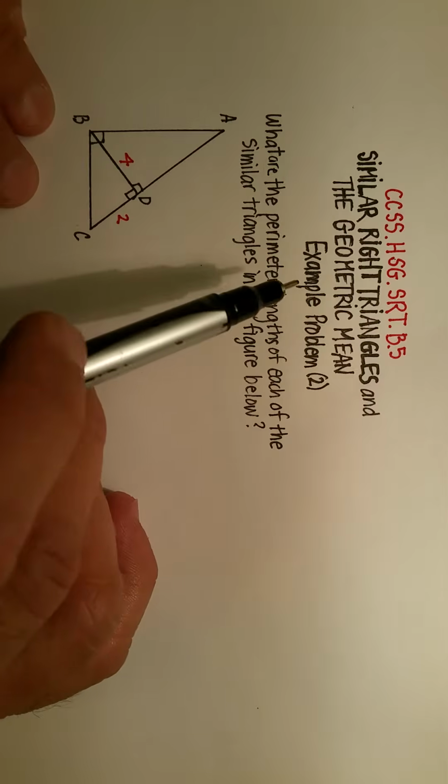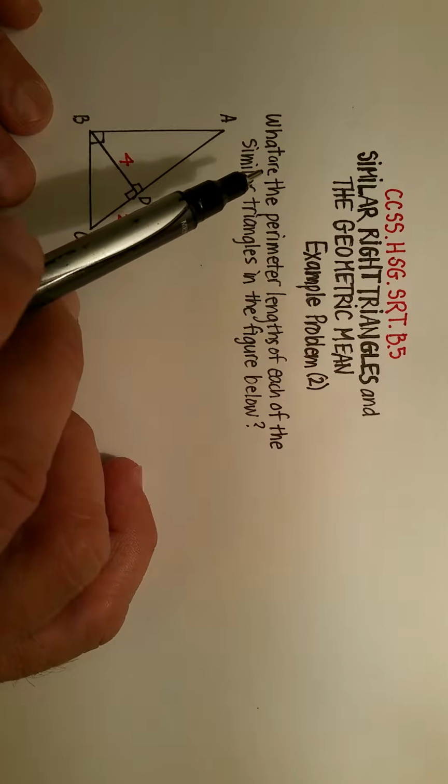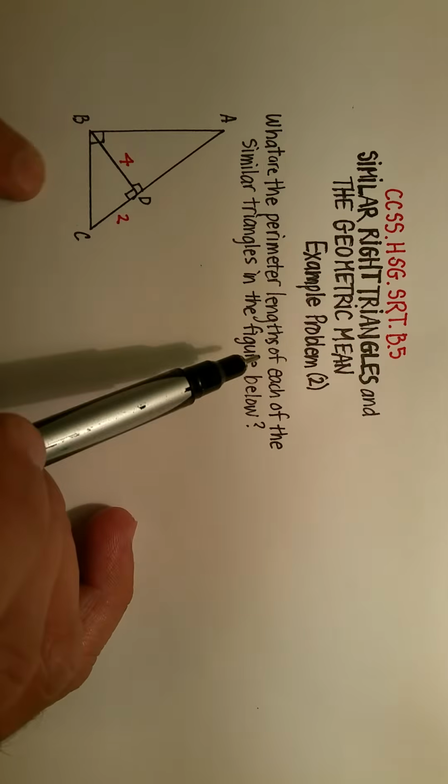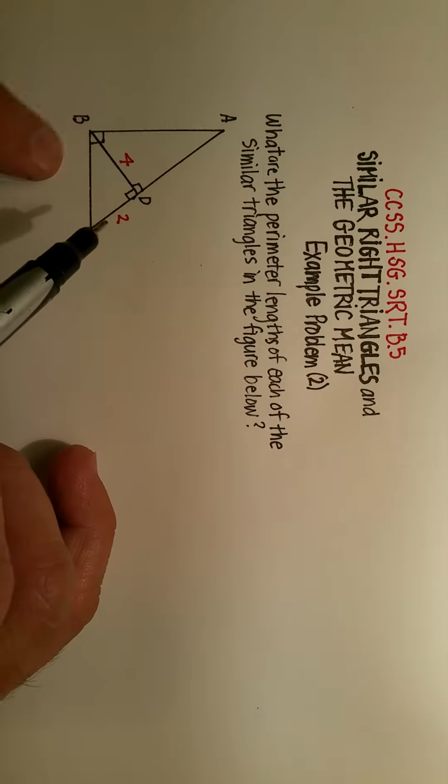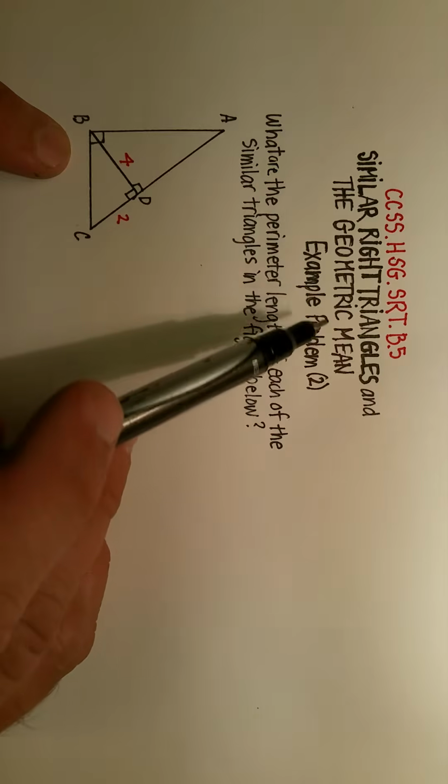Okay, in this video, we're going to go over the following question. What are the perimeter lengths of each of the similar triangles in this figure below? And we're going to do that by using the geometric mean.